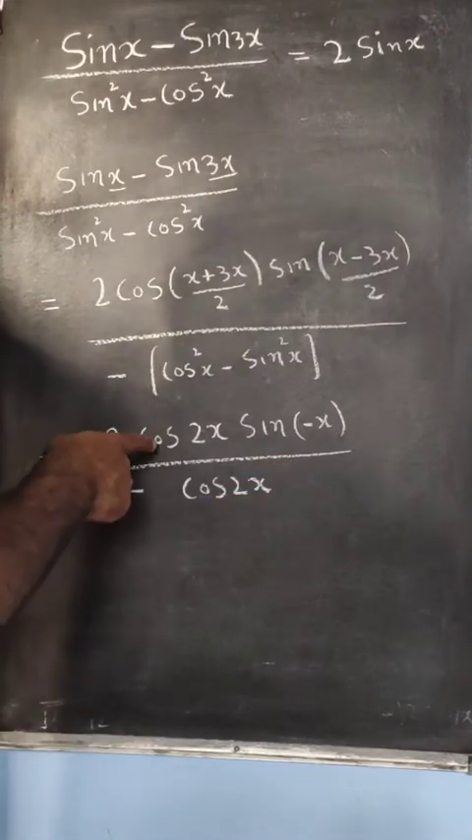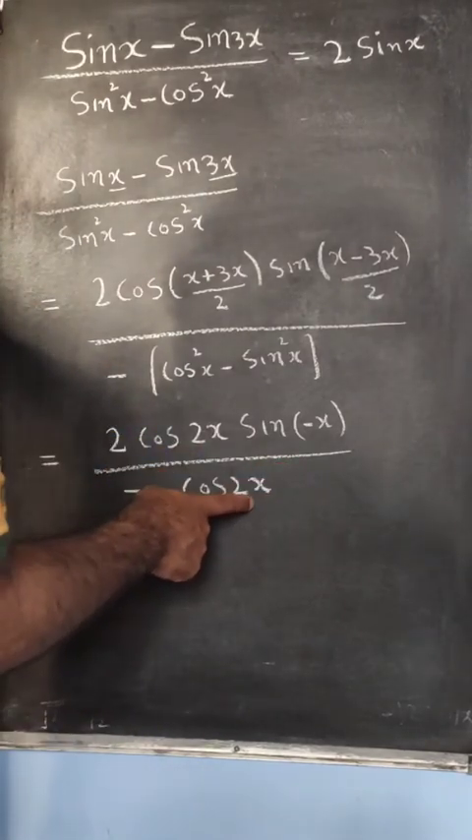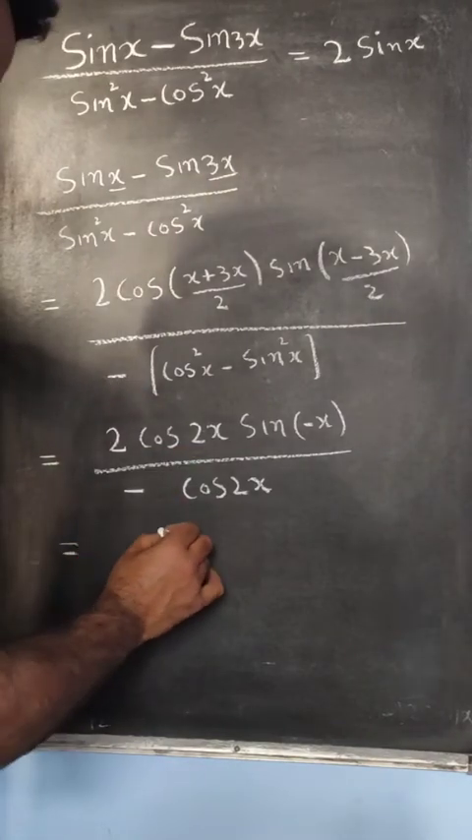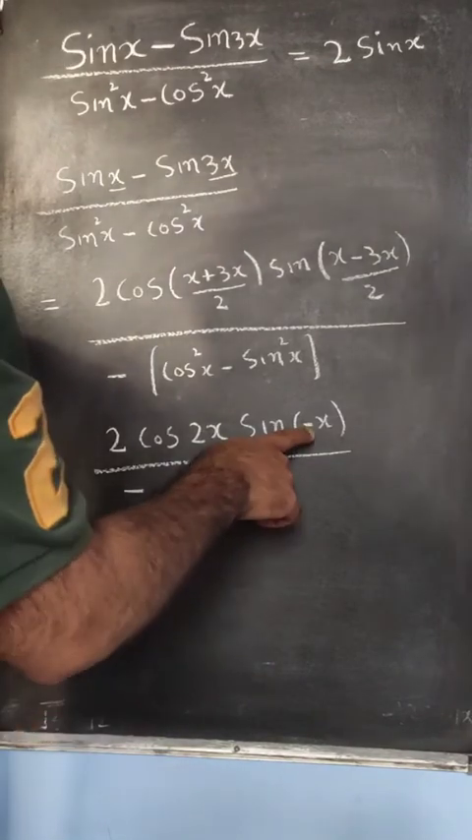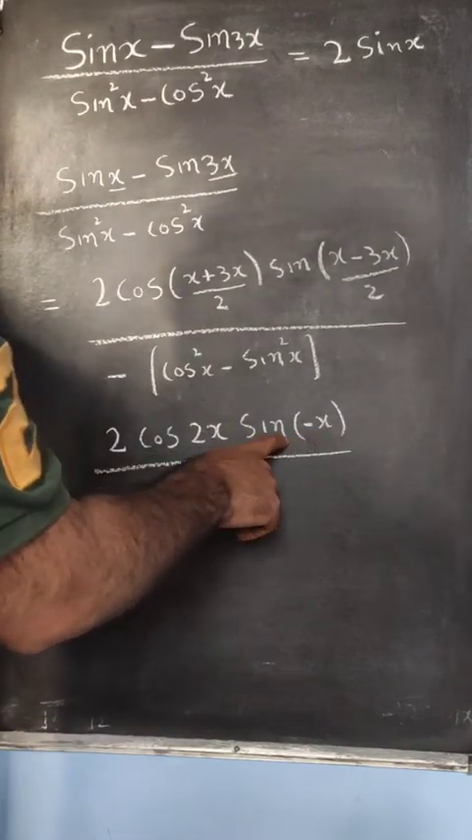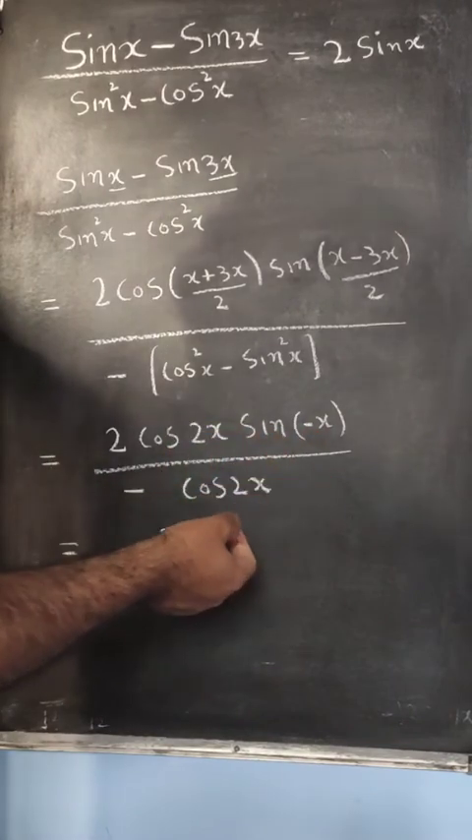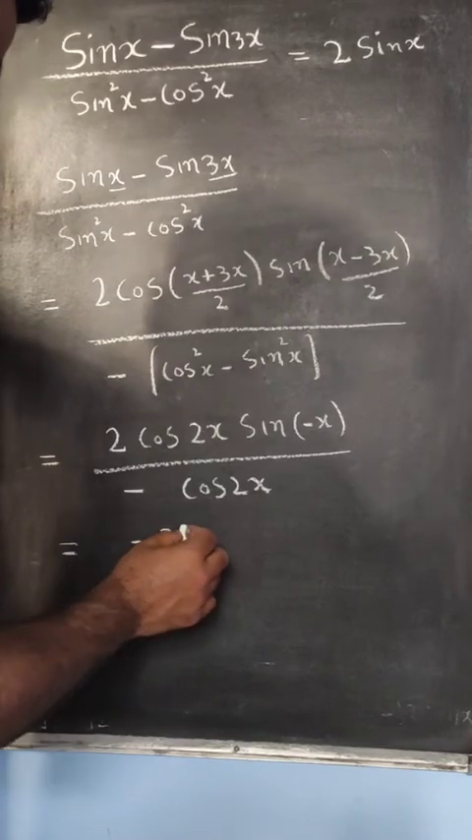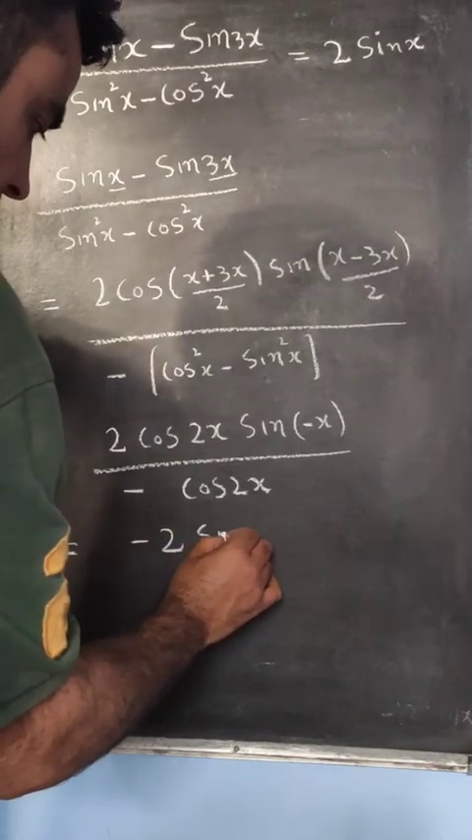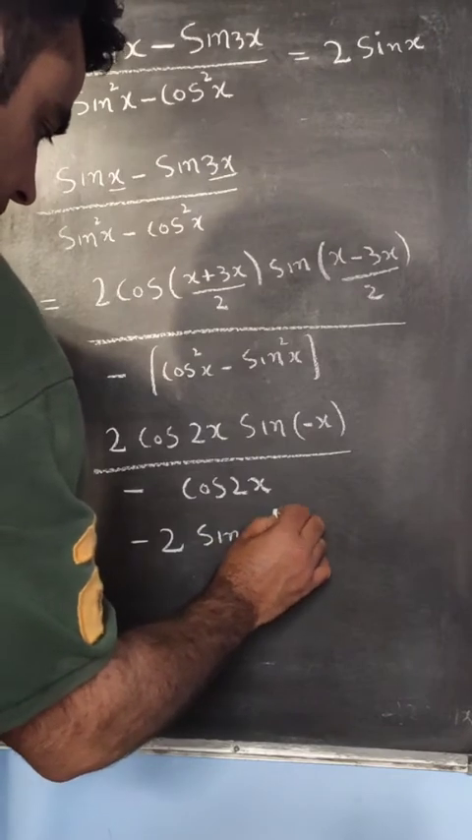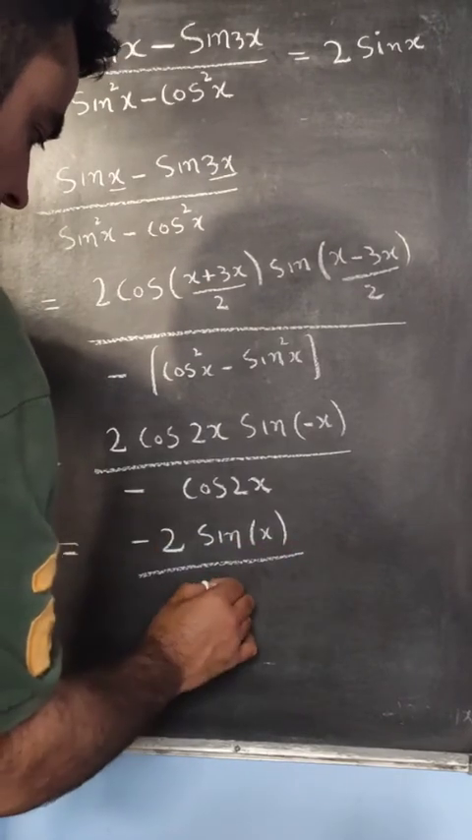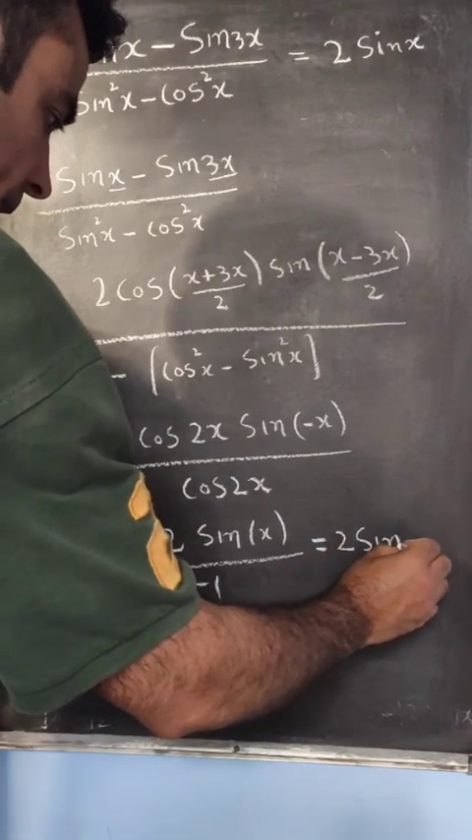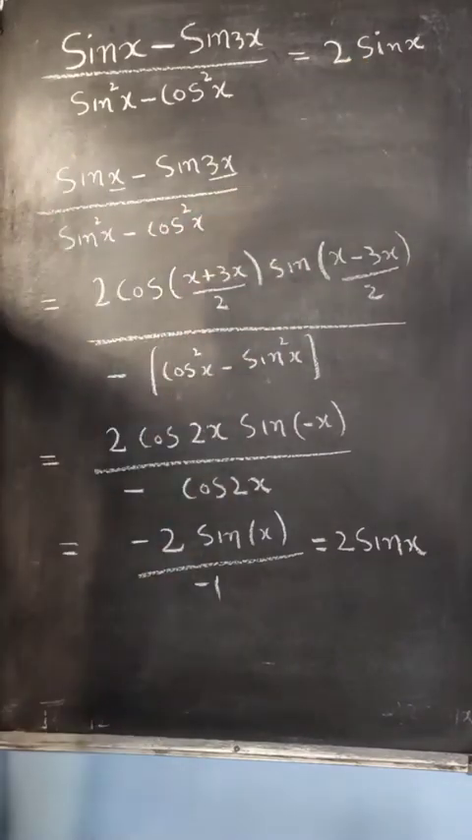Now in the numerator we have cosine 2x, in the denominator we have cosine 2x. Cosine 2x divided by cosine 2x is 1. So we get twice. Now sine of minus theta is equal to minus times sine of theta. So we can write sine of minus x is minus times sine of x. So we put this minus here. Then we have sine of x divided by minus 1. That is equal to twice sine x, which is equal to RHS.